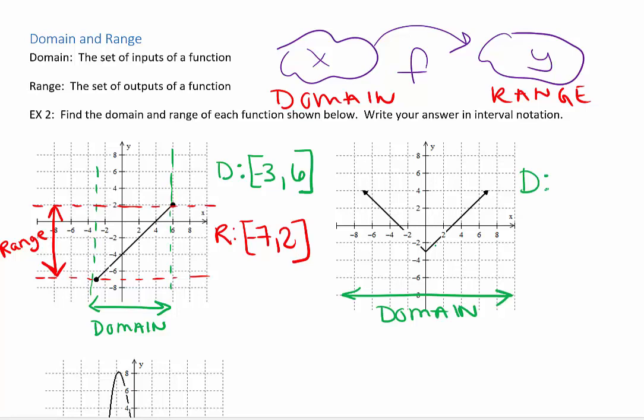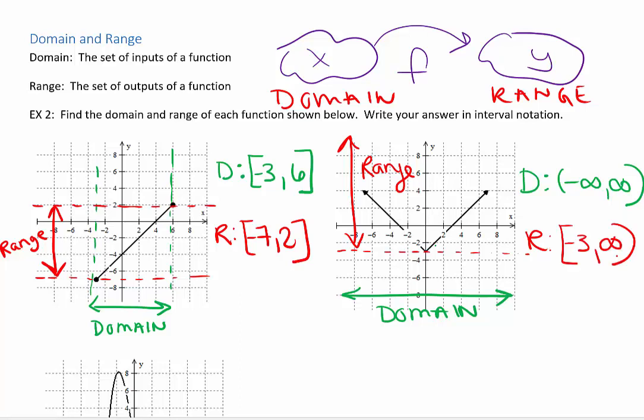In my second example, domain again is the x's, so I'm reading the graph from left to right. And because I have arrows on both ends, that means that the graph is actually continuing forever to the left and forever to the right. So my domain is actually all real numbers, or in interval notation, I can write that as negative infinity to positive infinity. The range is the y values. I read this graph from the bottom to the top. The smallest y value I see is negative 3. And this graph goes up forever, so the range is negative 3 to infinity.